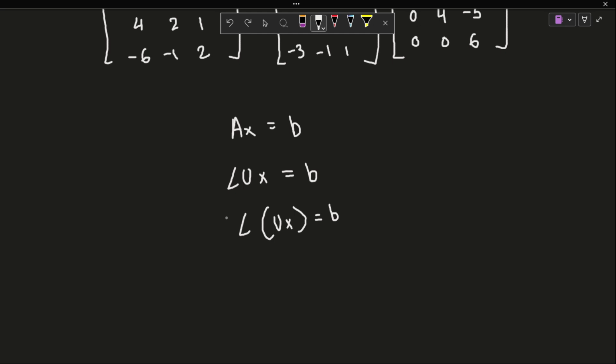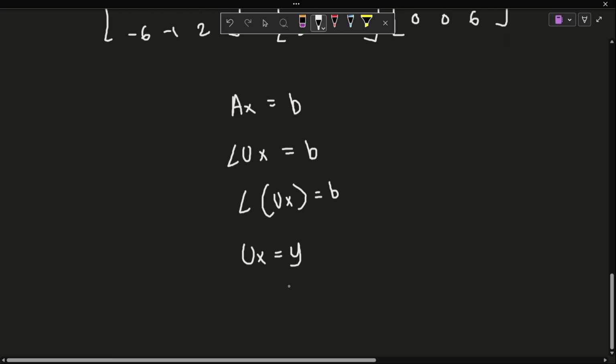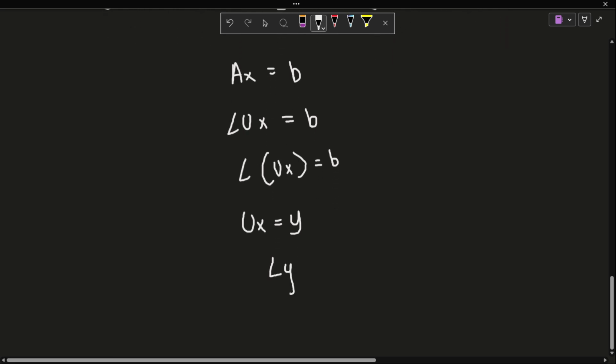But what this does is it simplifies the process quite a bit, because UX in itself is another system, right? UX, it's variables times your matrix, times the matrix. So this is going to be another solution like B. So we're just going to call this Y, right? And so LY equals B.